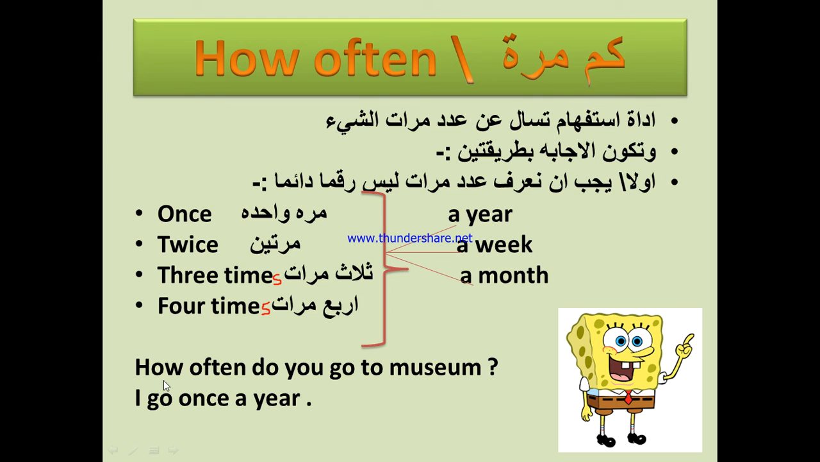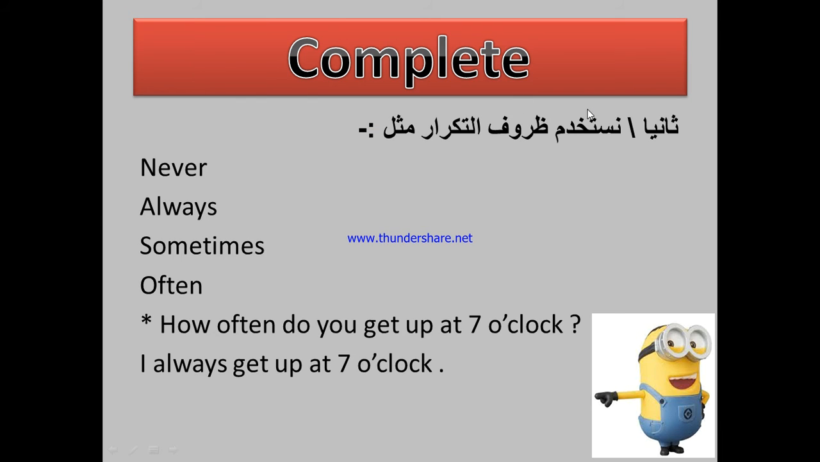How I ask about how often? How often do you go to museum? I go once a year. مرة واحدة بالسنة. sorry. الطريقة الثانية نستخدم ظروف التكرار. يعني we take two ways. طريقتان. الطريقة الأولى الإجابة كتابة وليس رقما. once, twice, 3 times, 4 times. okay. now we use ظروف التكرار. adverb of frequency. never, always, often, sometimes.